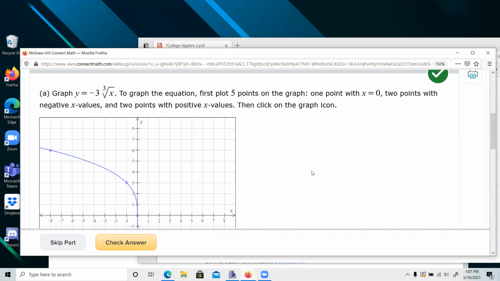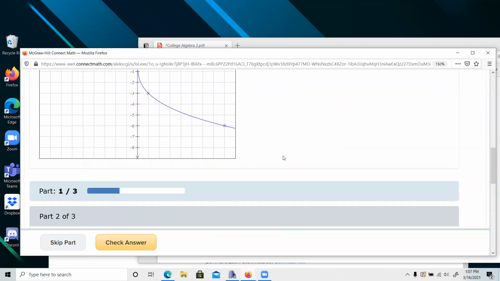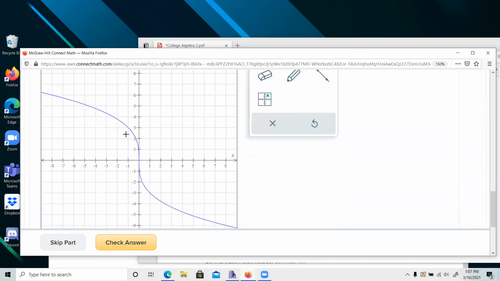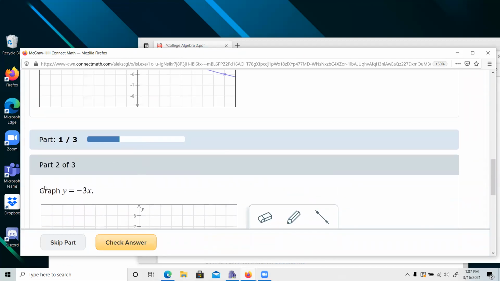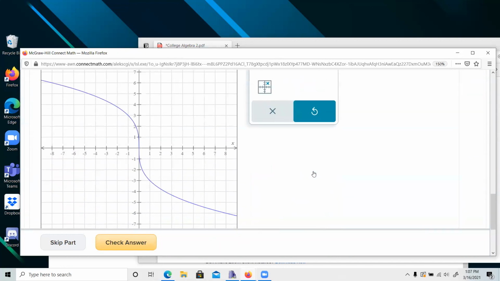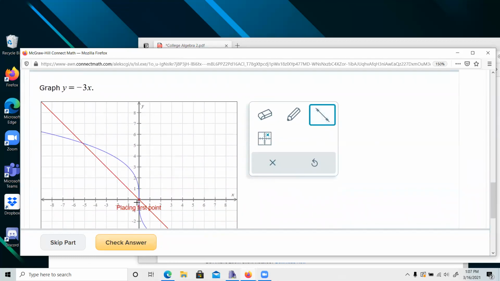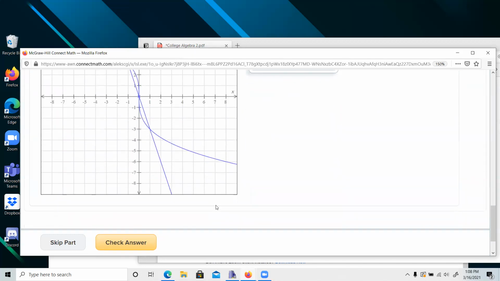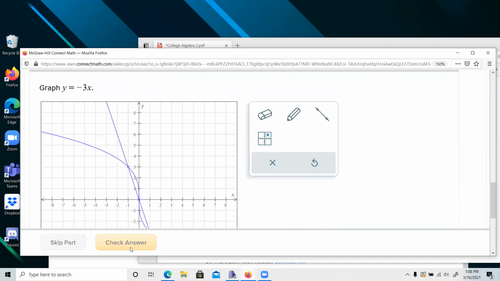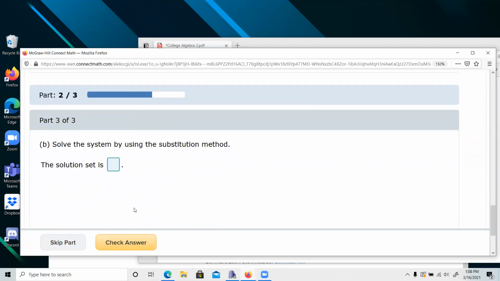All right. Okay, it gave this to me, and now it's going to say graph negative 3x. All right, does it tell us? No, we only need 2 points. So here, and then 1, 2, 3. Okay, there. Negative 3x. Check. All right, so pretty happy.